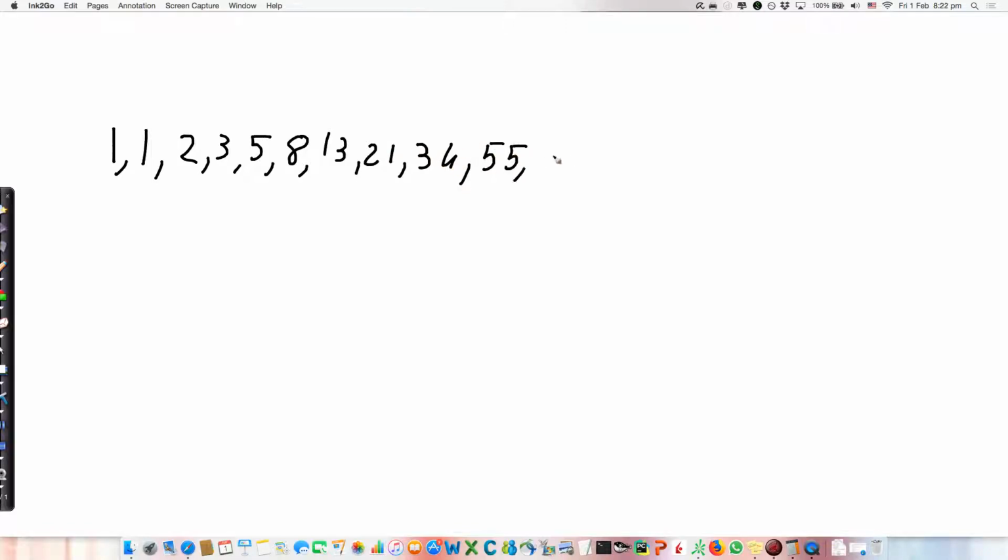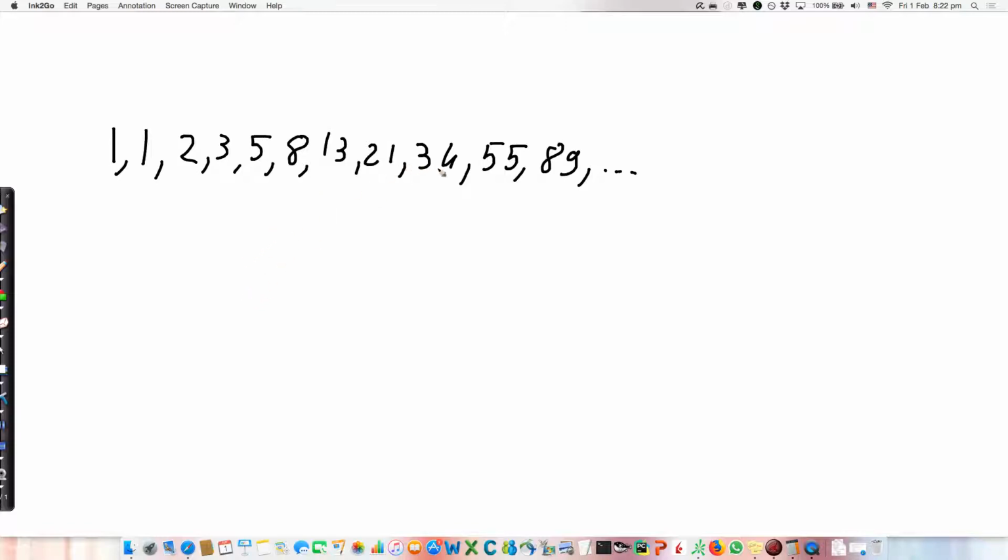Suppose you have this sequence of numbers. So you start with 1 and again 1, and then every next number is the sum of the two previous numbers. So we have 1 plus 1, 2, then 2 plus 1, 3, 3 plus 2, 5, then we have 8, 13, 21, 34, then we have 55, 89, and so on. Now, what Fibonacci discovered is this.